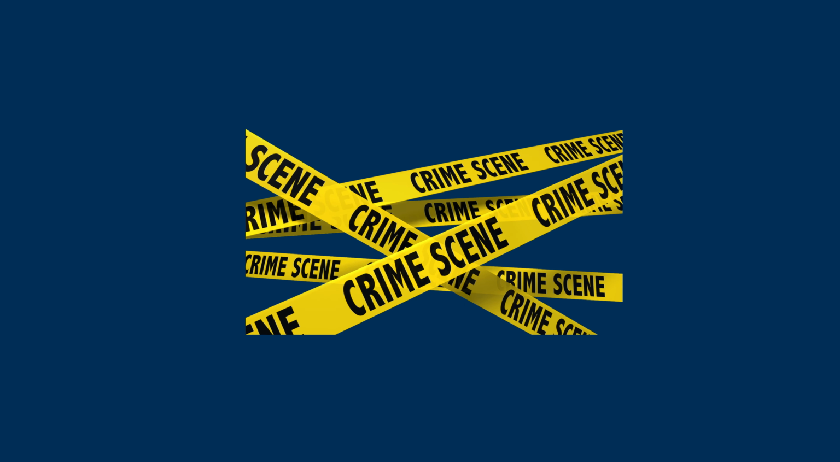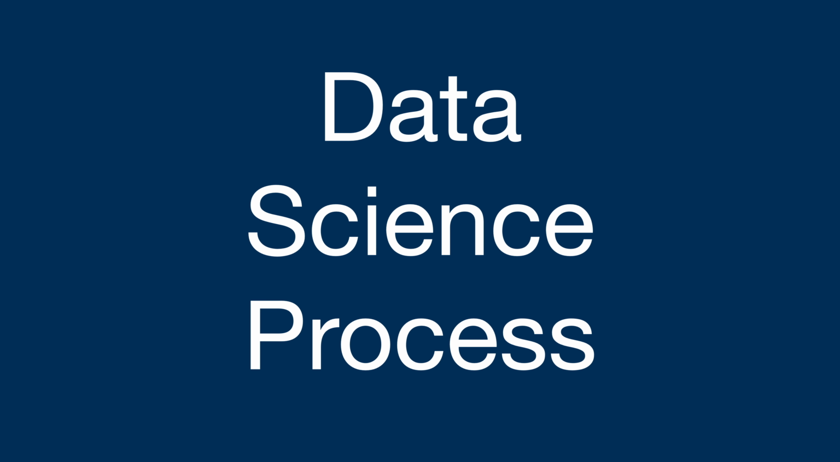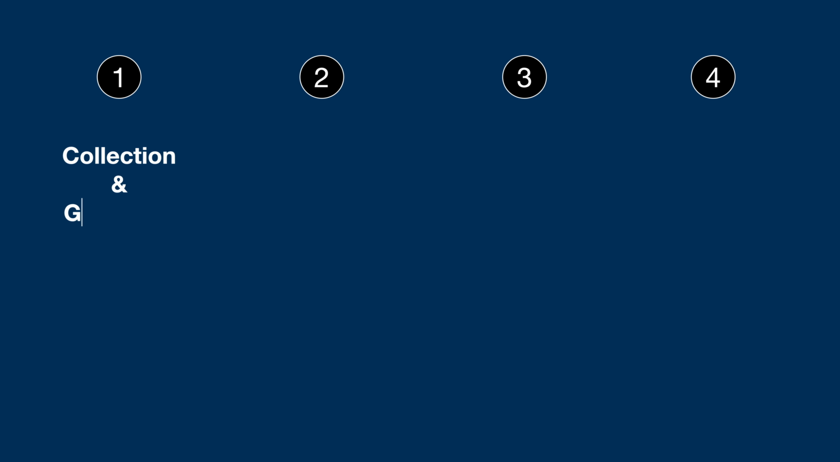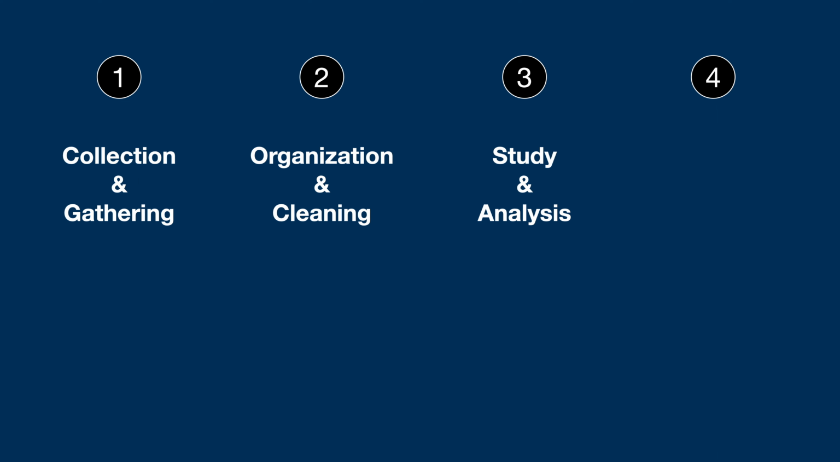Now I'm going to jump into the data science process. All of those respective fields will follow essentially the same process in gathering and looking at their data. Really there are 4 primary steps, so let's go over each one of those real quickly. The first is the collection and gathering of the data. The second step is the organization and cleaning of the data. The third is the study and analysis of the data. And the fourth and last step is the action or next steps taken based off the data.